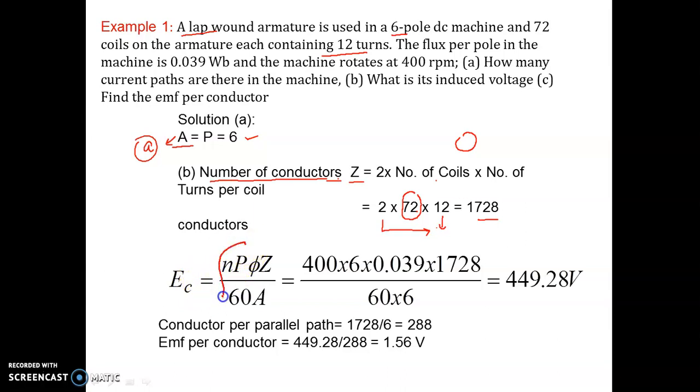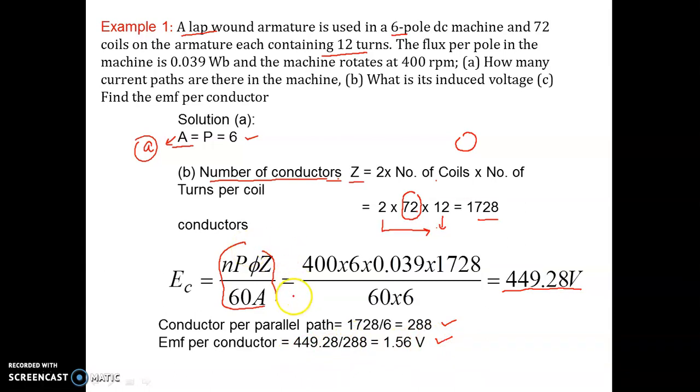This relation we have already studied, and every value is given. N is given as 400 RPM, poles is 6, multiplied by flux 0.039, then multiplied by conductors 1728, divided by 60. This much is the induced EMF in the machine armature. Now how much is the conductor per parallel path? Conductors per parallel path will be divided by 6. So the EMF per conductor will be, we have this much EMF, so per conductor it will be divided by the conductors. So this is the per conductor induced EMF.